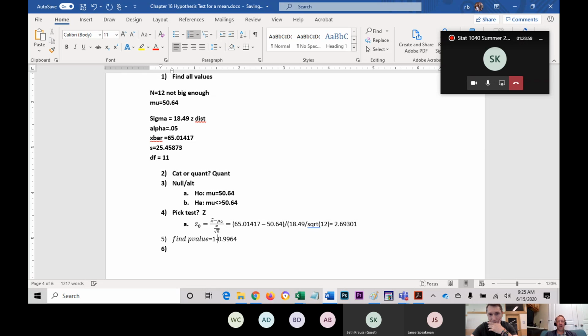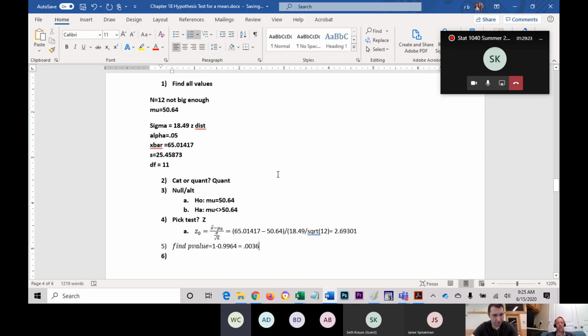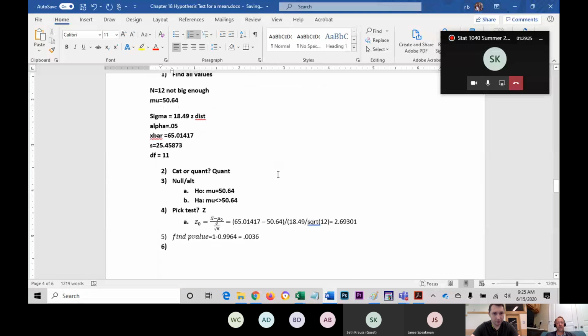So 1 minus that equals, let's see, 10 minus 4 is 6. 9 minus 6 is 3. 0, 0. 0.0036. Okay. Now, the question is, do we double it? Yes, because it's a two-tail test. You have to double that, and that's a two-tailed test, so that becomes 0.0072.